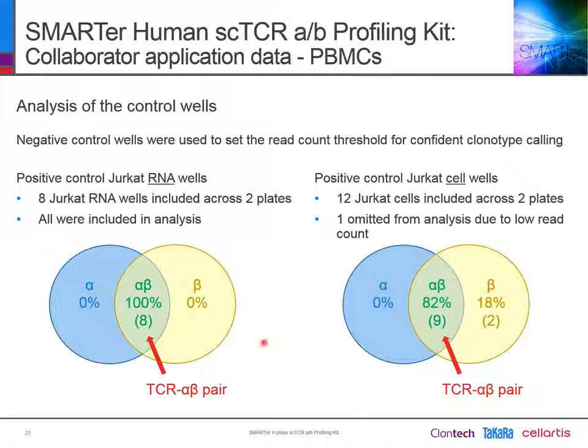When we look at the JurCat cell wells, there are 12 cells included in the analysis. I should mention that from the 2 plates, 3 pools actually weren't sequenced because they had low yields. So that meant overall 12 JurCat cells were included in the final analysis across 2 plates. One of them had clonotype read counts below the threshold, so that leaves us with 11 cells. In 9 of them we see the alpha-beta pair, and in 2 we just see TCR beta.